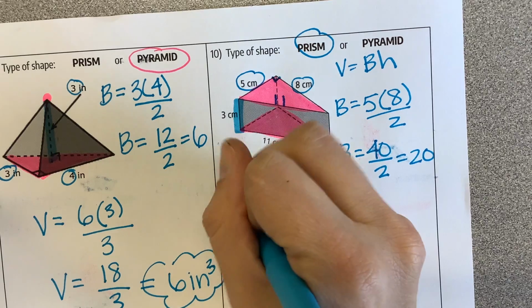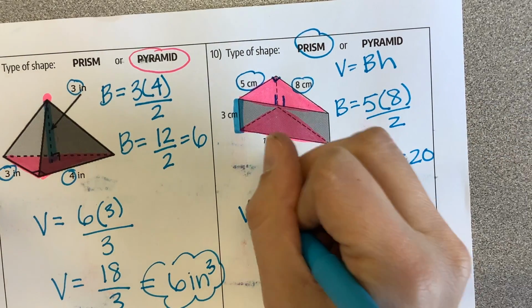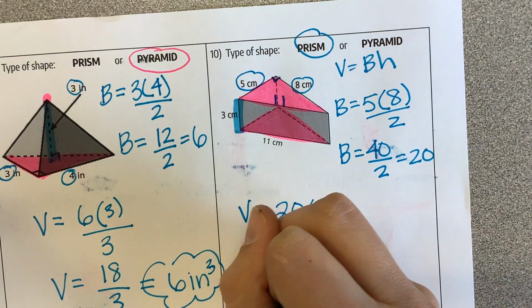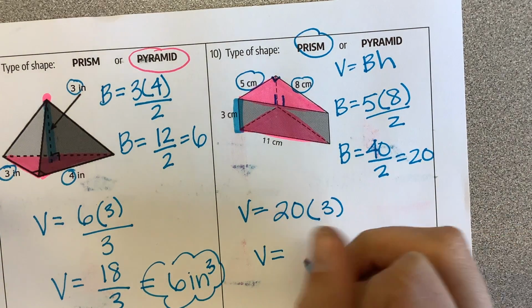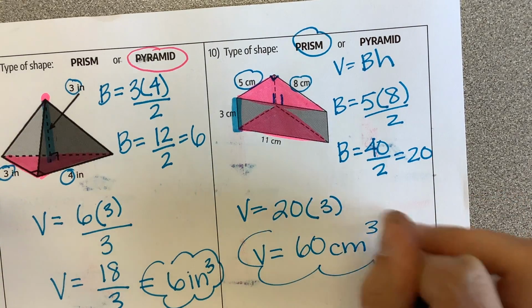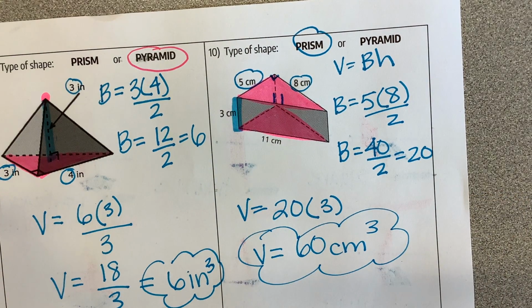So for our volume, we're going to do our area of our base, which is 20, times the height of the prism, which is 3, which gives us a total volume of 60 centimeters cubed. We don't need to divide by 3 because it's not a pyramid.